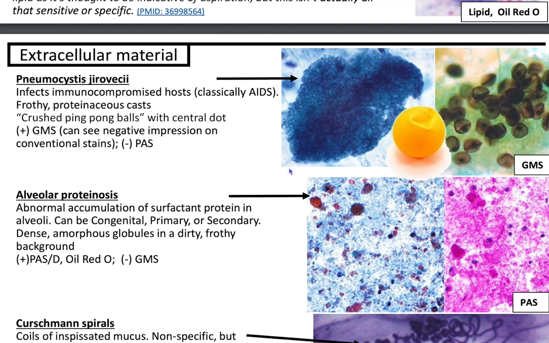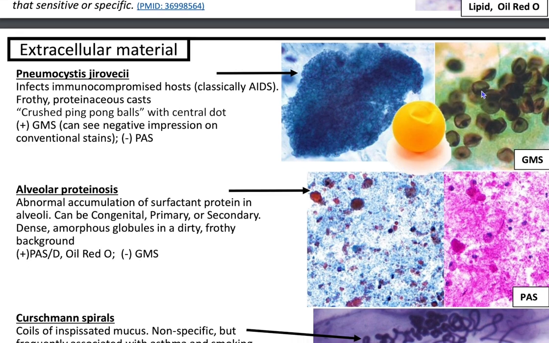If you see this, you want to think about Pneumocystis jirovecii. It infects immunocompromised hosts, classically patients with AIDS or patients with HIV who've just not been treated at all. You'll see that, again, your frothy, proteinaceous cast. And on GMS, you can see these crushed ping pong balls with a central dot, and it will be PAS negative.